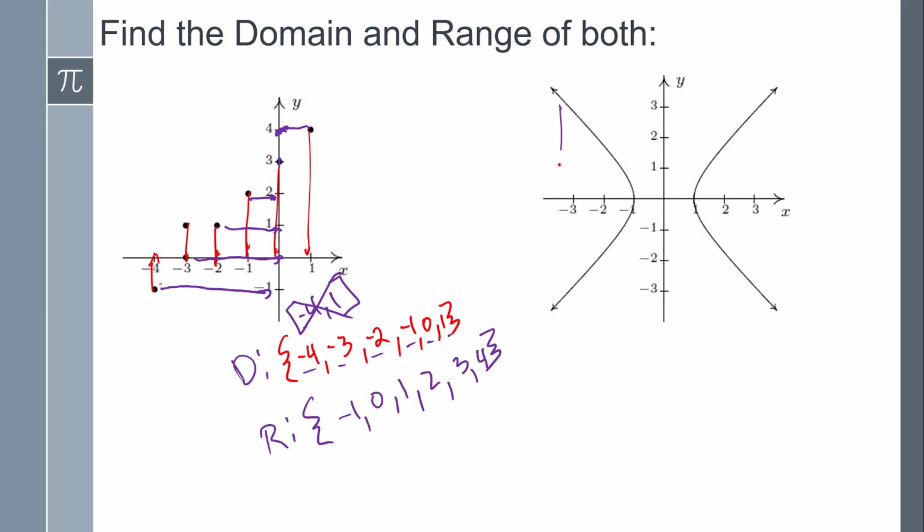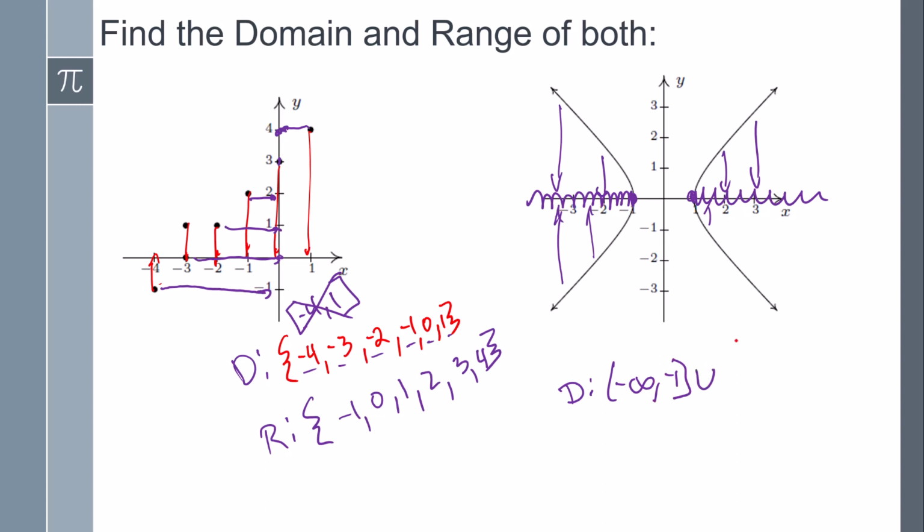Now in this one, if I project, project, project, we end up getting this shaded number line. Now you assume it's a closed circle unless it says open, so we have to include these values at the ends here. My domain is going to be from -infinity to -1, union, and then it starts up again at 1, so from 1 to infinity.